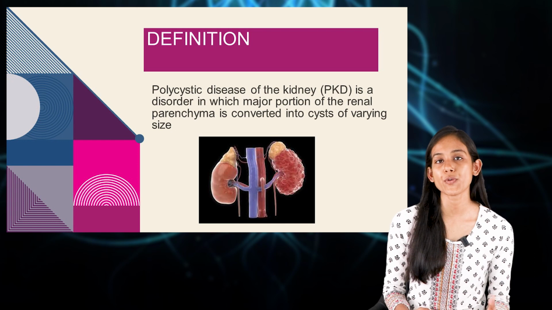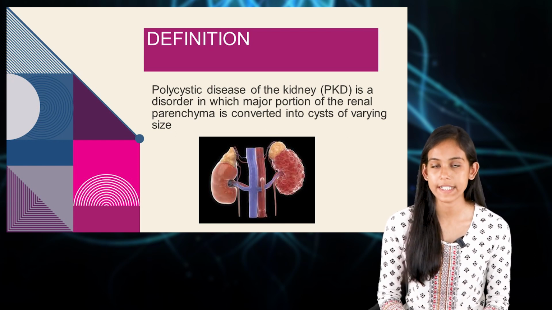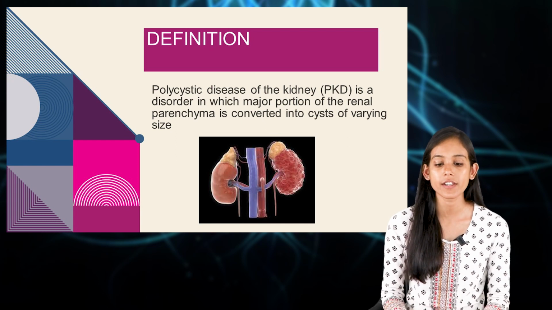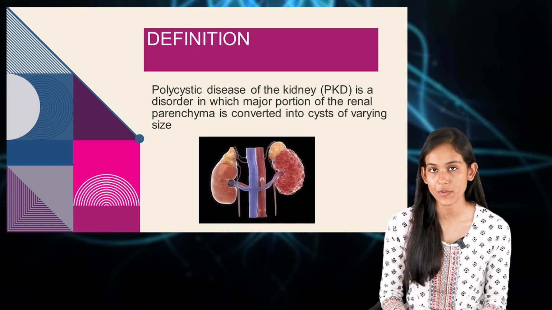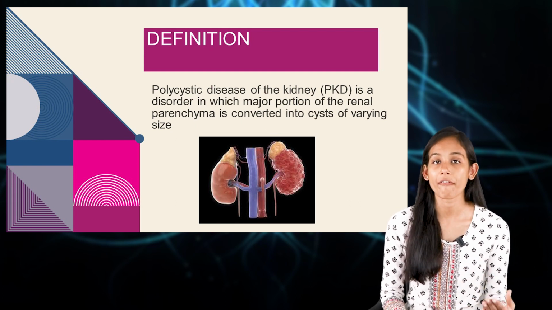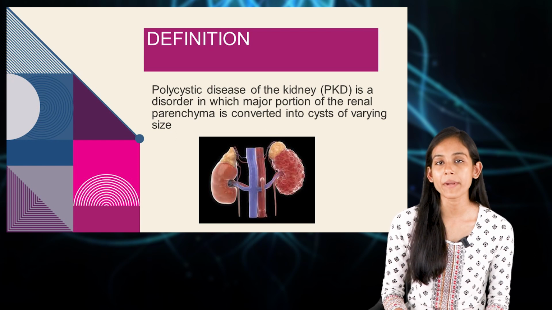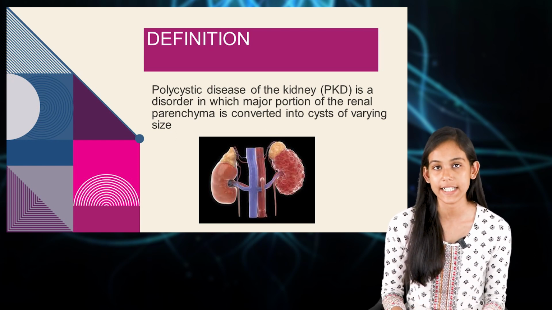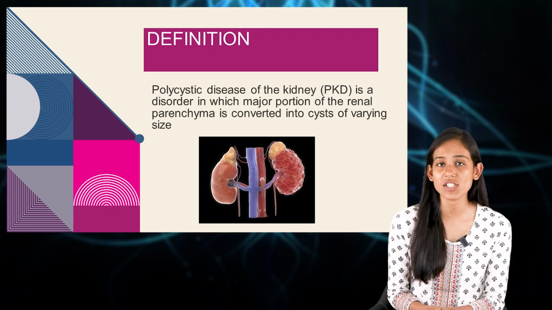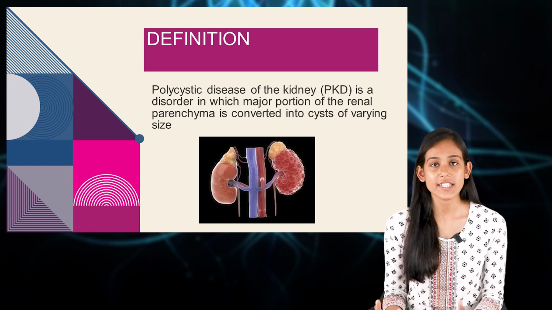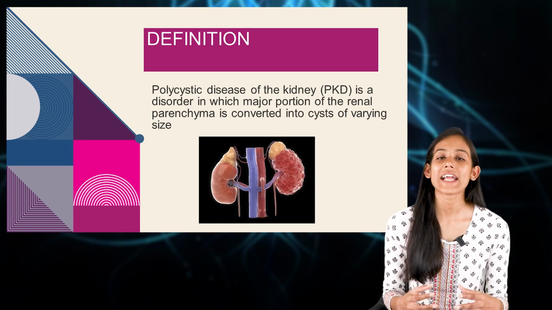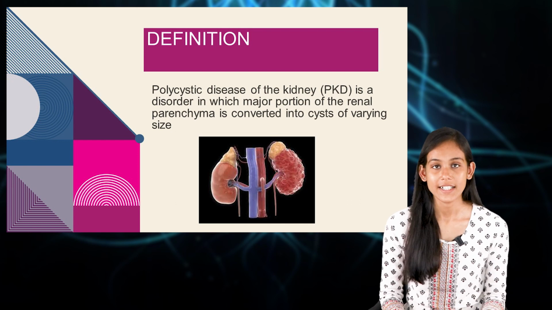So now let us move to the definition of polycystic kidney disease. Polycystic kidney disease is a disorder in which a major portion of the renal parenchyma is converted into cysts of varying size. So what is happening here? The major portion of the renal parenchyma is getting converted into cysts, which are round sacs filled with fluid. And these cysts would vary in size.